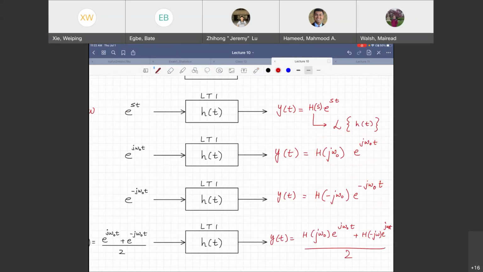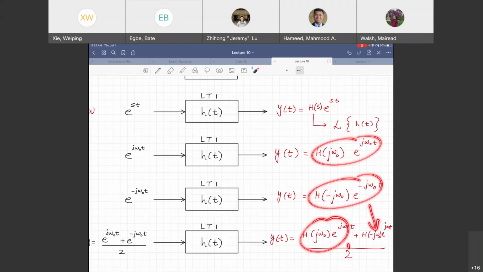So I'm taking this guy over here, and I'm taking this guy over here, and I'm dividing it by 2 to take care of this half. Just applying the linearity property. Of course, it's an LTI system, so I should be okay. You guys okay with this so far? It gets easier.